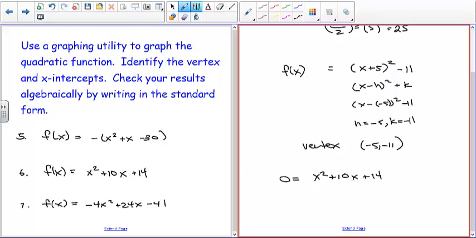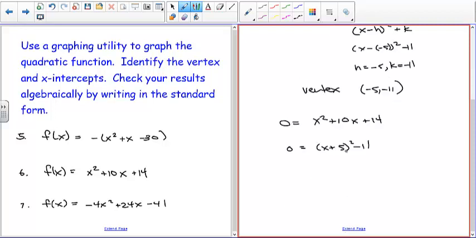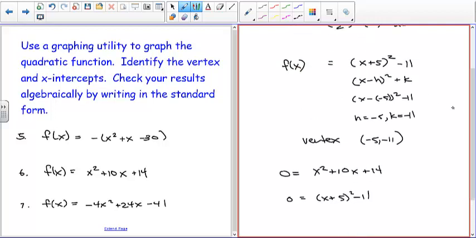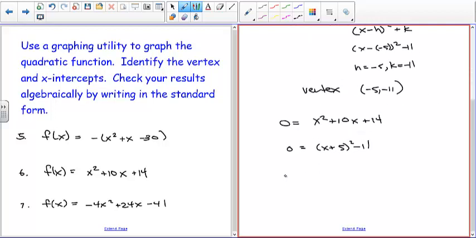So it's not going to be an integer. We could use the quadratic formula, or we could start with the standard form and solve for x. So we take the equation in standard form, and we're going to add 11 to both sides. Take the square root, so we get plus or minus the square root of 11 is equal to x plus 5. Or if we solve for x, x equals -5 plus or minus the square root of 11.